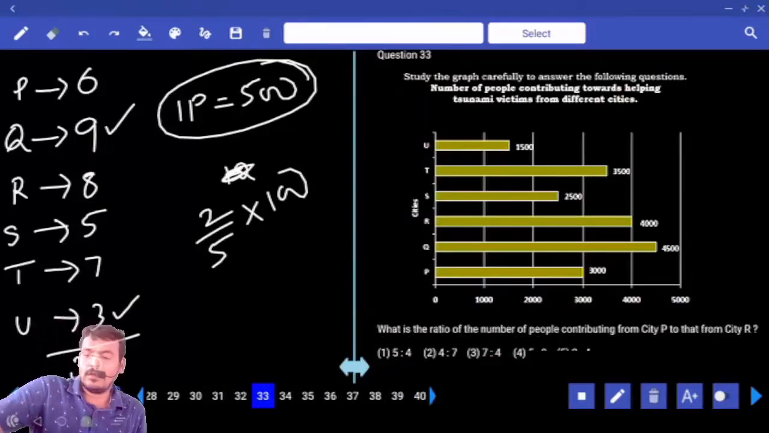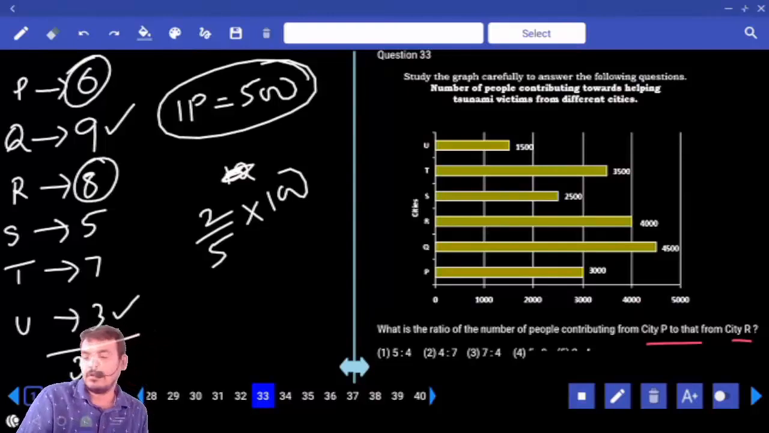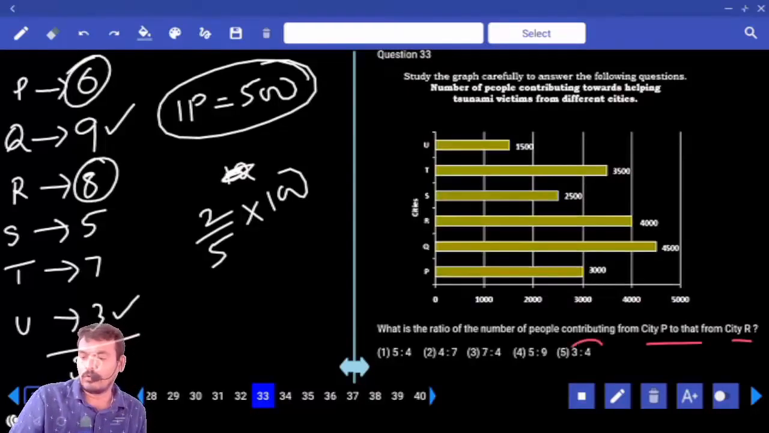Next, we require the ratio of city P and city R. What is the P value? 6 parts. R value 8 parts. Ratio 3:4. Which option? Fifth option.